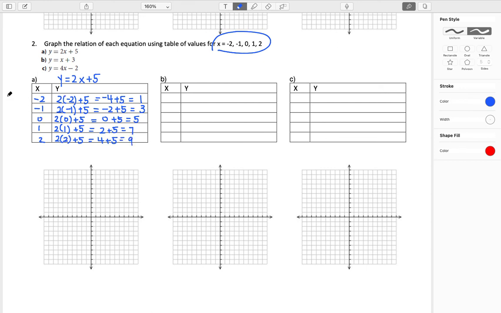So the first point, you can see, is -2 and 1. When my x is at -2 over here, my y value is going to be 1. And then you're going to follow: at -1, my y is 3. When x is 0, y is 5. When x is 1, y is 7. And when x is 2, y is 9. And you're just going to connect all the points that you drew. So please use a ruler, and don't forget the arrows at both ends.